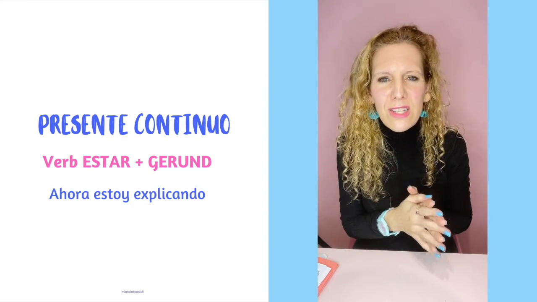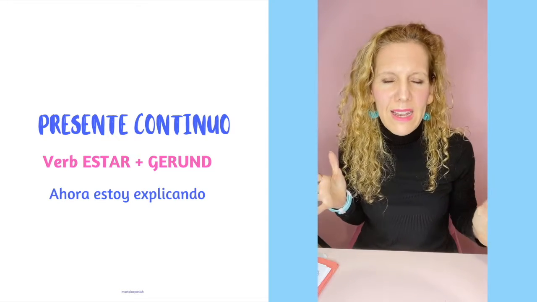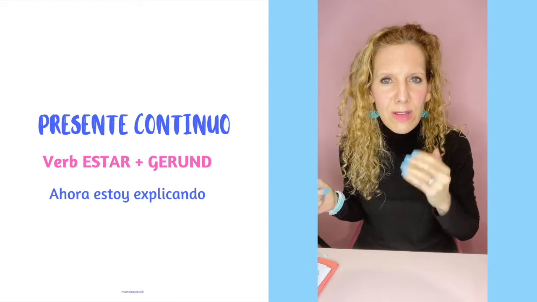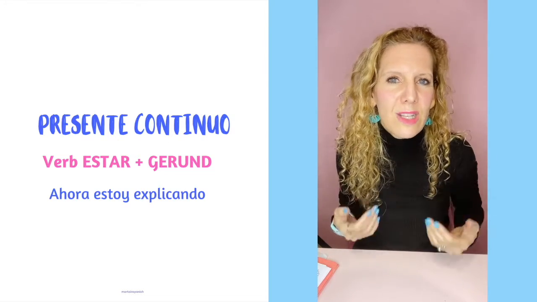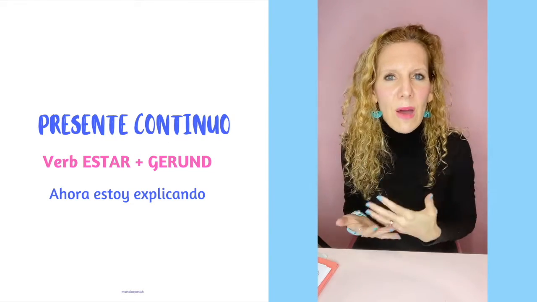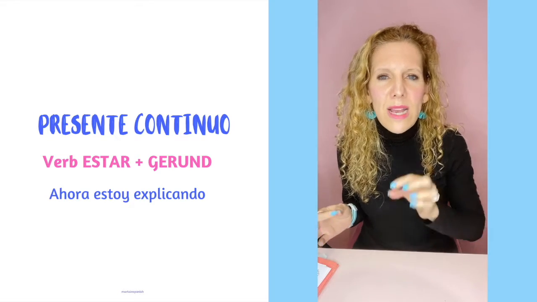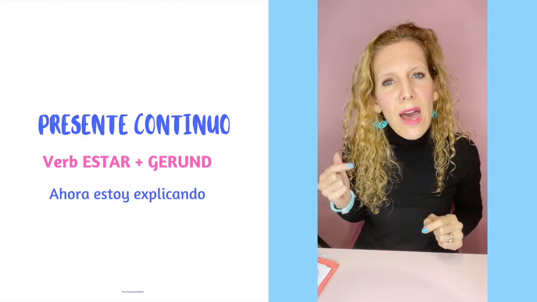Okay, so presente continuo is used for actions that are happening in the moment of speaking, and we use the verb estar conjugated plus the gerund. Okay, so for example, ahora estoy explicando. Okay, now I'm explaining. Okay, so estoy because it refers to I, yo.